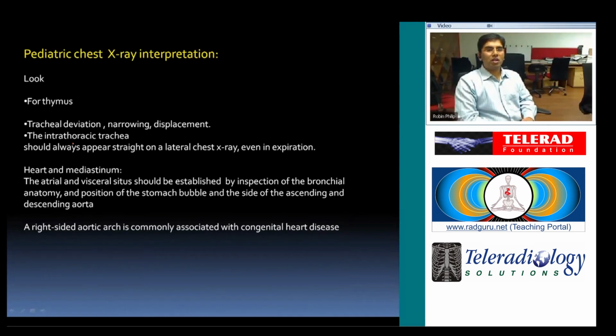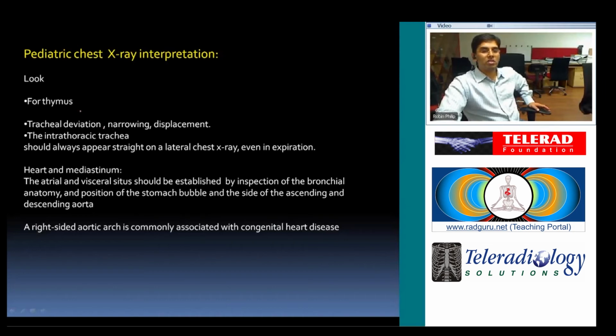And if you see the intrathoracic trachea being shifted, especially on the lateral radiograph, even in expiration, if you see that it is abnormal, always look for any mass compressing or displacing it. Look at the airway, suppose this is croup, laryngotracheobronchitis, you can see that steeple sign, narrowing of the trachea. So in children it is very important, always start with the trachea. Look for any narrowing, deviation and all sorts of things.